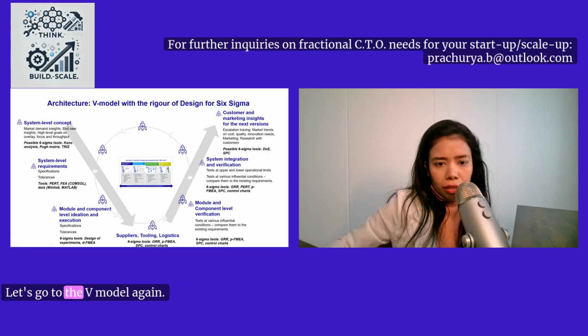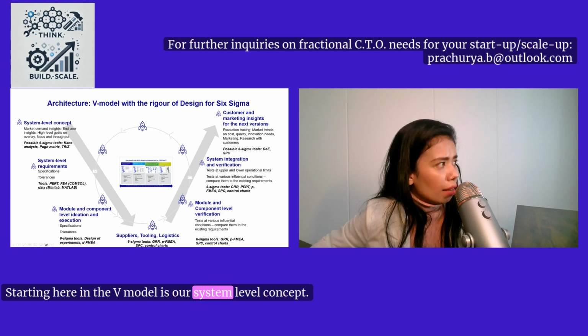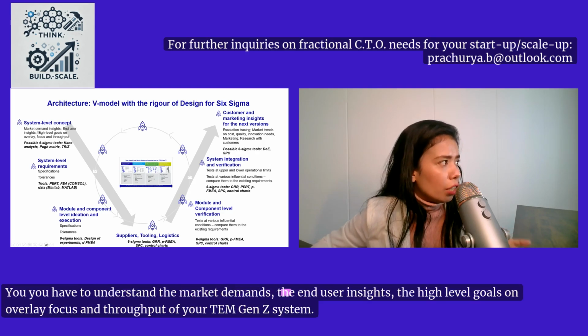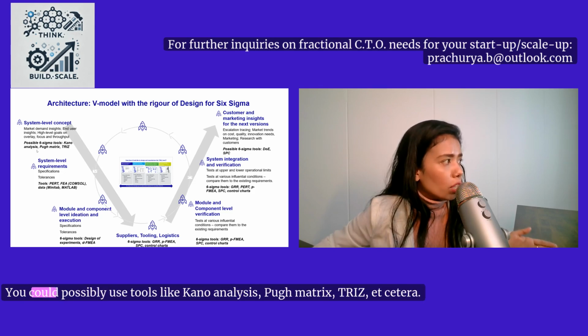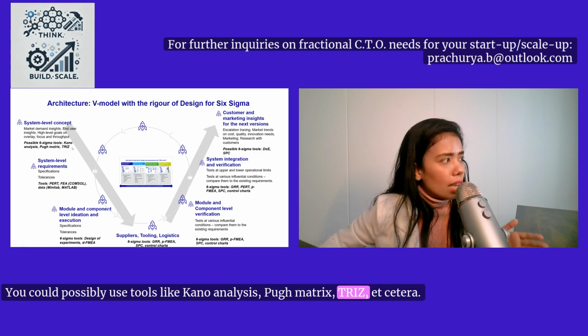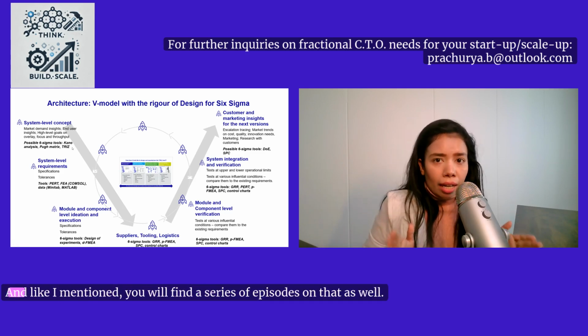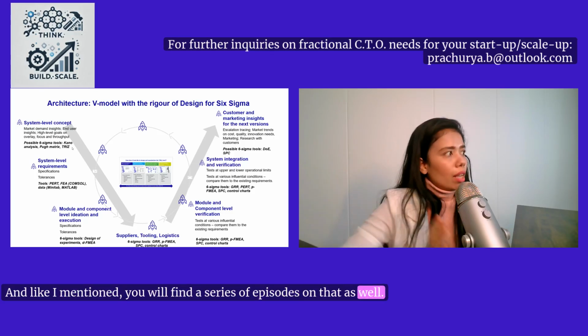Let's go to the V model again. Starting here in the V model is our system level concept. You have to understand the market demands, the end user insights, the high level goals on overlay, focus, and throughput of your TEM Gen Z system. You could possibly use tools like Kano analysis, Pugh matrix, TRIZ, etc. These are Six Sigma tools, statistical tools. And like I mentioned, you will find a series of episodes on that as well.